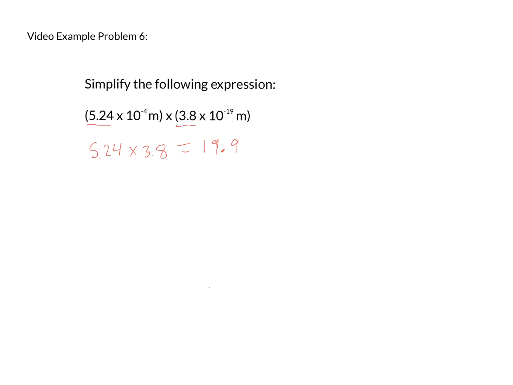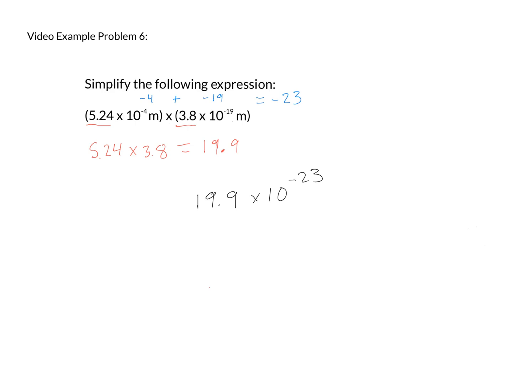19.9. All right, now we deal with the exponents. Remember, for multiplication, we are adding the exponents instead of subtracting them. Right, so negative 4 plus negative 19 is just negative 4 minus 19, right? That gives you our new exponent of negative 23. We put our number together, 19.9 times 10 to the negative 23rd.